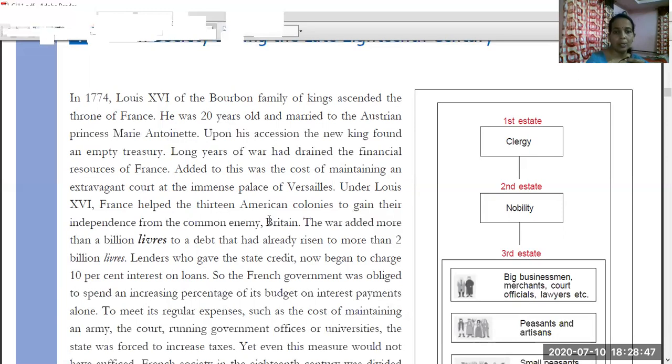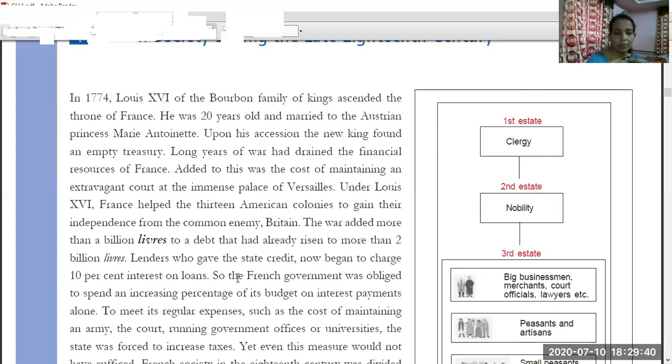This again became a burden on the French treasury. Independence from the common enemy, Britain. Britain was the common enemy of France and the 13 colonies. So this war added more than a billion livres. Livres is the currency of France. More than a billion livres were added to the debt that had already risen to more than 2 billion livres. The burden on the French treasury increased. Lenders who gave the state credit now began to charge 10% interest on loans. Earlier, the money was provided as state credit, but now these lenders charged 10% interest.